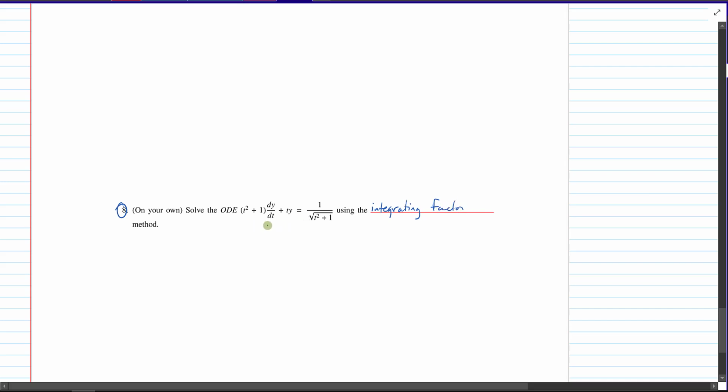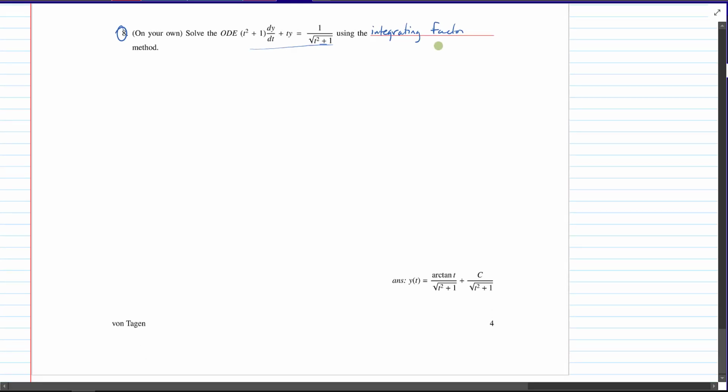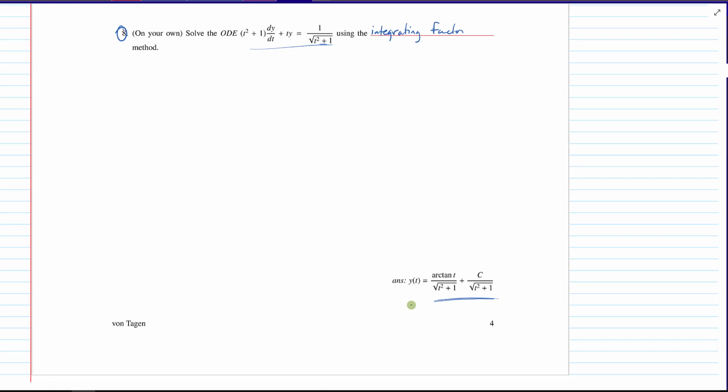So go ahead and do that. This one is actually very similar to the one we just worked together, except you've got a slightly different antiderivative to evaluate at the end. So go ahead and give that a shot, and let me know if you have any questions.